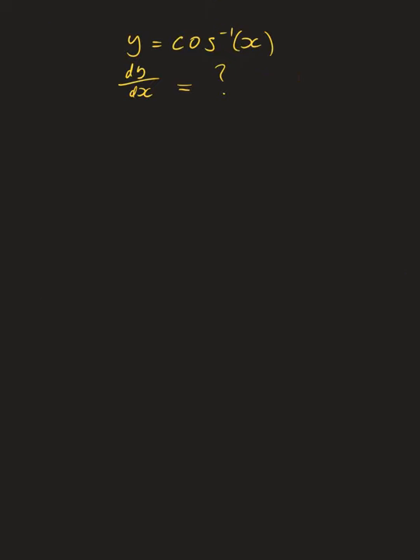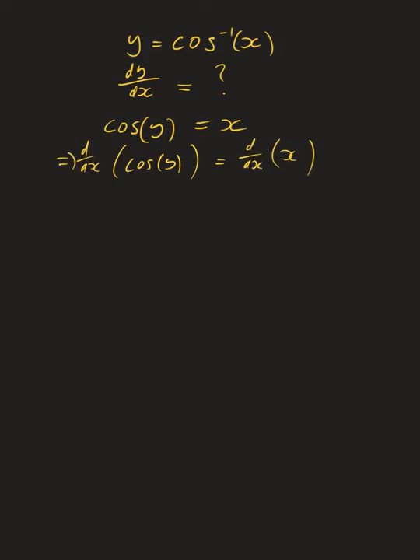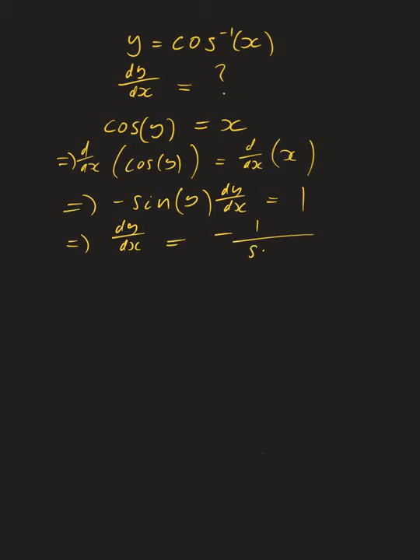So what is the derivative of the inverse cosine function? Well, we follow a very similar approach. We say that the cosine of y must be equal to x if y is equal to the inverse cosine of x. Now differentiate both sides of that equation with respect to x to get minus sine of y, which is the derivative of cosine, times dy dx is equal to 1. Or dy dx is equal to minus 1 over the sine of y.